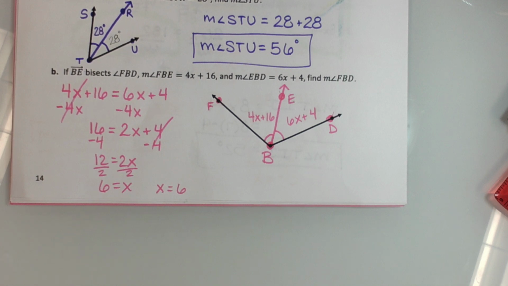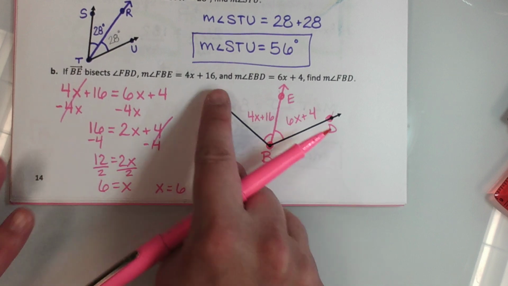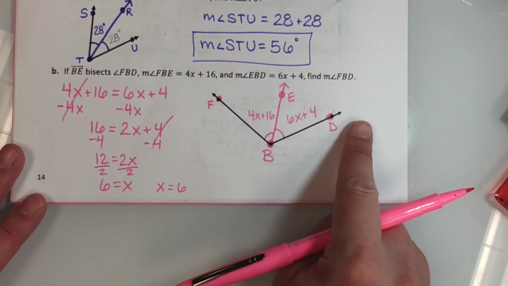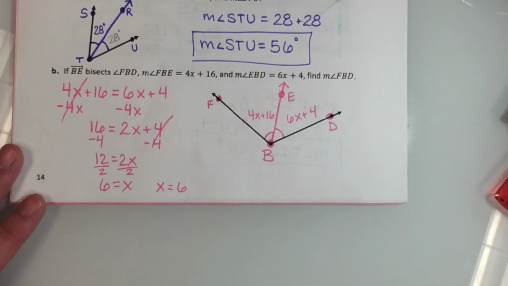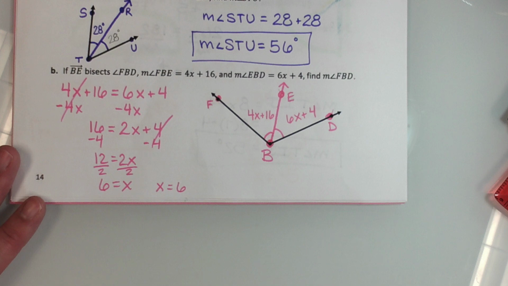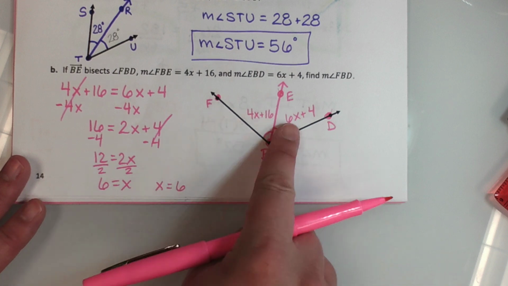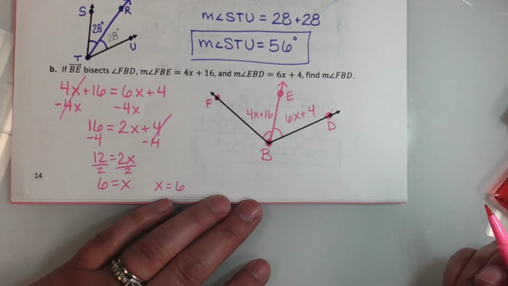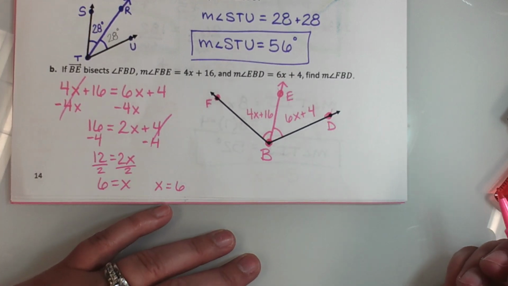We were told to solve for the measure of angle FBD. Now, FBD is the big one. Do we have an expression for FBD? No, we have an expression for the 2 small ones. Can I plug back into one or both of the small ones? Just need to do one. I could plug back into both, but should I get the same thing for them if they're congruent? Yeah. If I don't get the same thing, that's an indication that something's wrong.